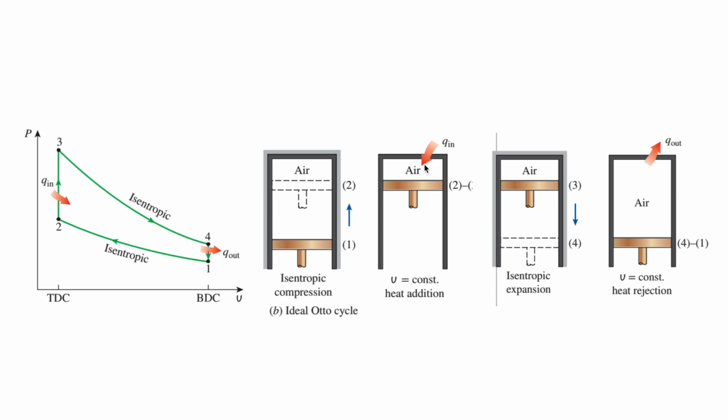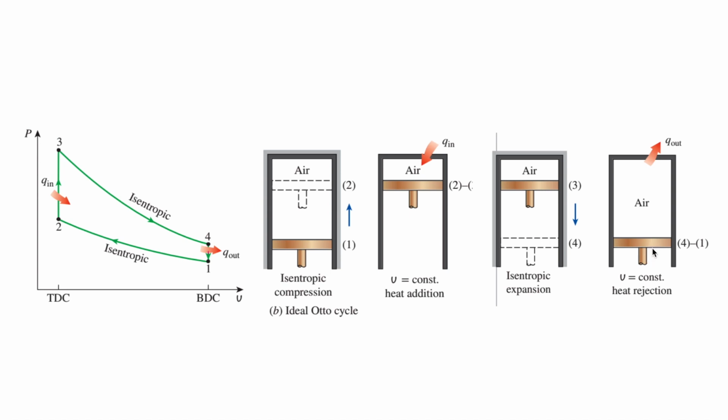And then we'll have that heat transfer in from 2 to 3, heat transfer while the volume is staying constant. So at 3, we're back at top dead center. And then from 3 to 4, we'll have isentropic expansion. The volume is changing here. And so then we're back at bottom dead center.